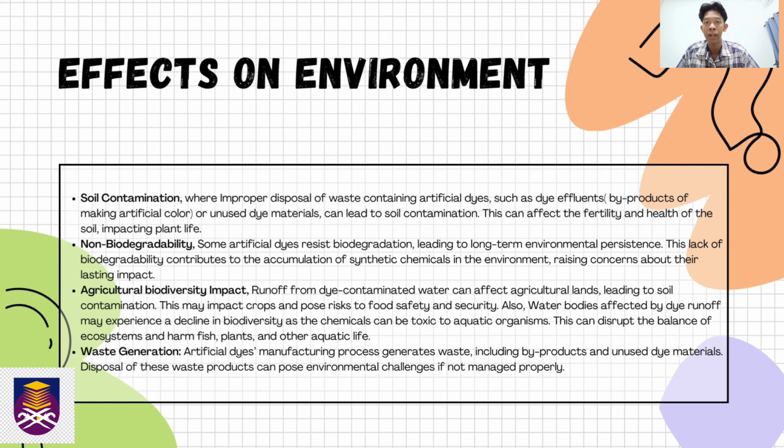Next is agricultural and biodiversity impact, where the runoff of dye-contaminated water can affect agricultural lands, leading to soil contamination, which may impact crops and pose risks to food safety and security. The water bodies affected by dye runoff may experience a decline in biodiversity, as the chemicals can be toxic to aquatic organisms. This can disrupt the balance of the ecosystem and harm the fishes, plants, and other aquatic life.